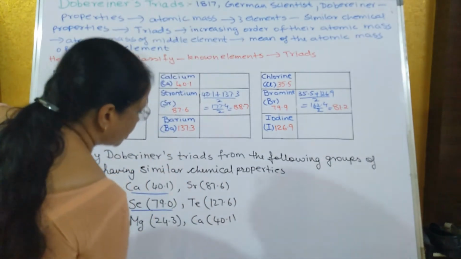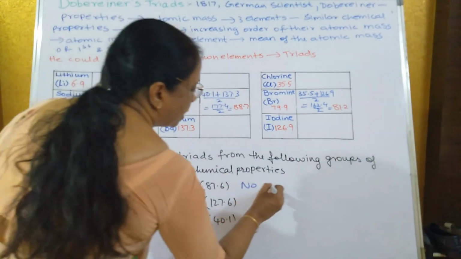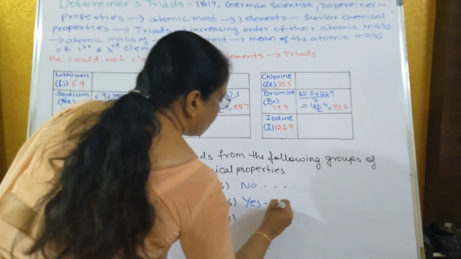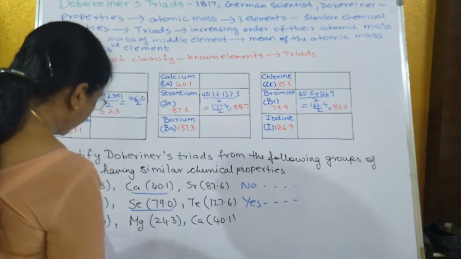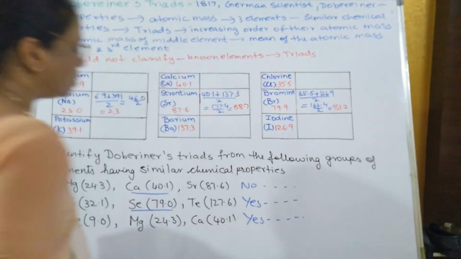So the first one, no, it does not follow the Dobereiner's triads. Second one, yes, it follows the Dobereiner's triad. And the last one, yes, that also follows the rules of Dobereiner's triads.